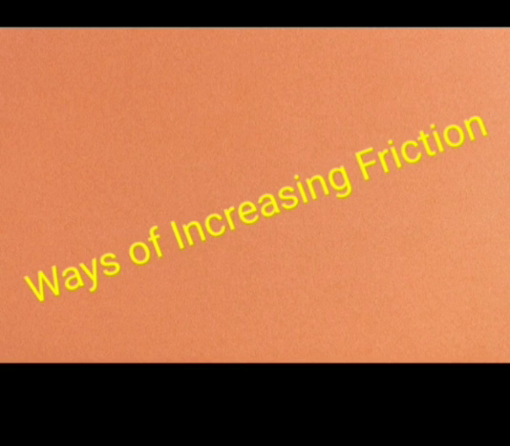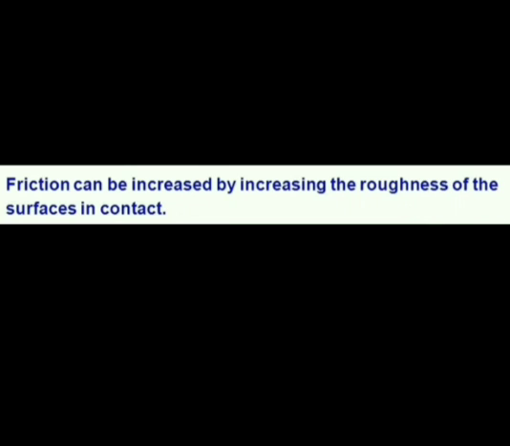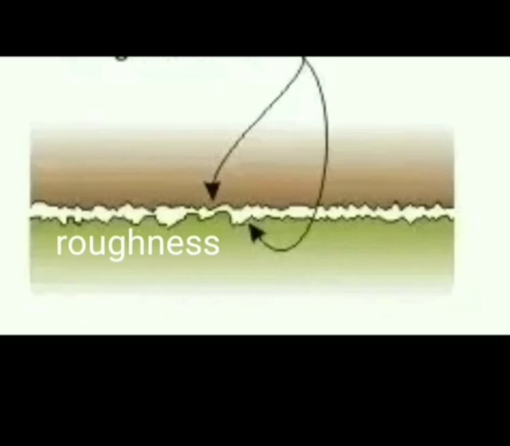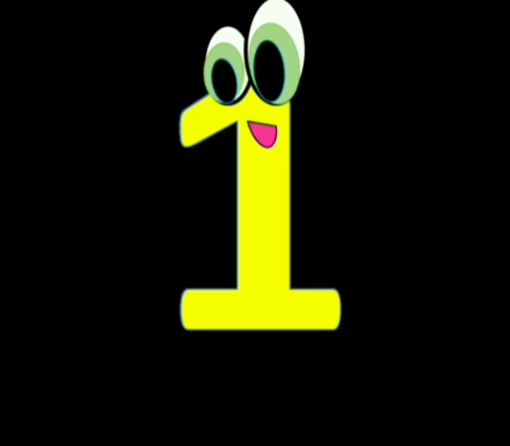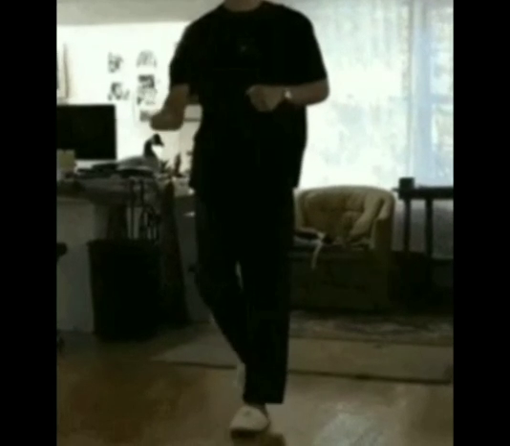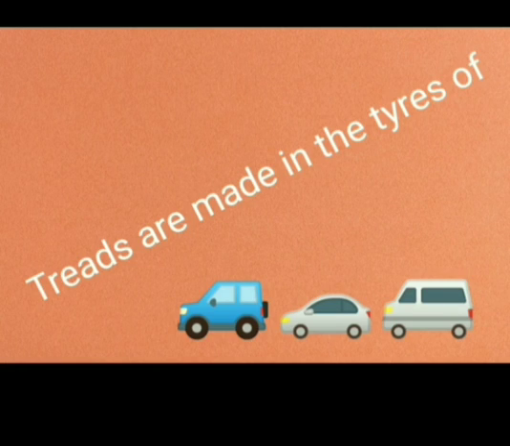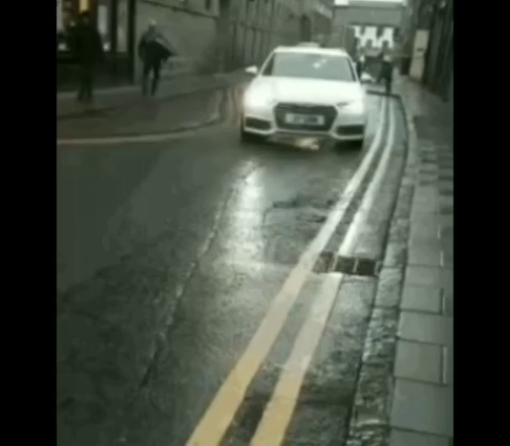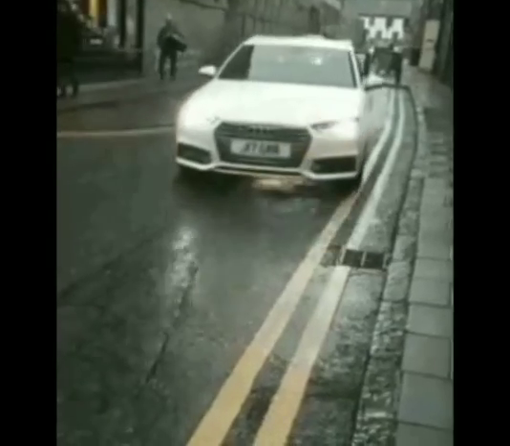Ways of increasing friction. Friction can be increased by increasing the roughness of the surfaces in contact. For example, first, grooves are made in the soles of shoes to increase friction and prevent slipping. Second, treads are made in the tires of vehicles to increase friction and prevent skidding of vehicles on wet roads.